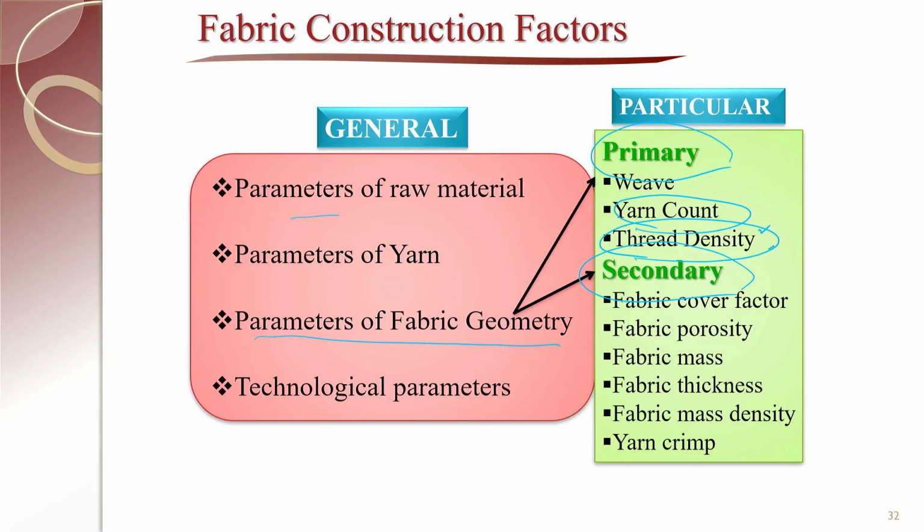Now, coming to the secondary parameters. All the secondary parameters are dependent on the primary parameters, like fabric cover factor, which is dependent on the yarn count and thread density, fabric porosity, fabric mass, fabric thickness, fabric mass density, and yarn crimp. Yarn crimp also affects it. If the yarn crimp is high, that means there will be a compact structure.